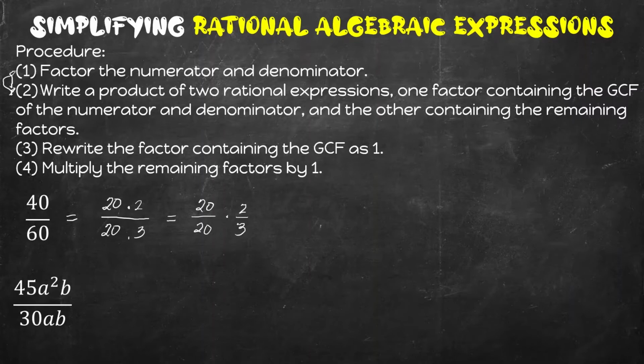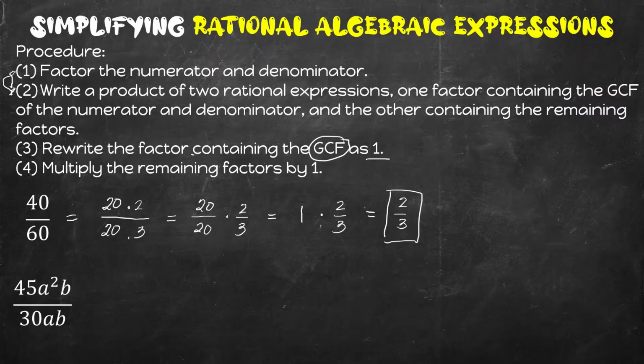Okay, pinaghiwalay lang natin. And then, i-rewrite natin yung factor containing the GCF as 1. So, yung GCF natin ay 20. So, 20 over 20, isusulat natin siya as 1 times 2/3. And then, imumultiply natin yung remaining factors by 1. So, 1 times 2/3 is 2/3. So, ganun tayo mag-simplify.